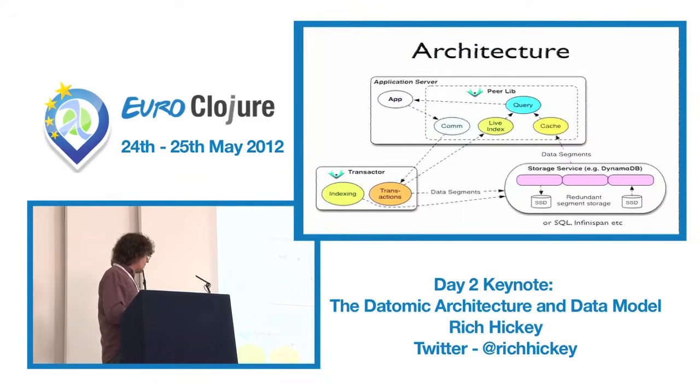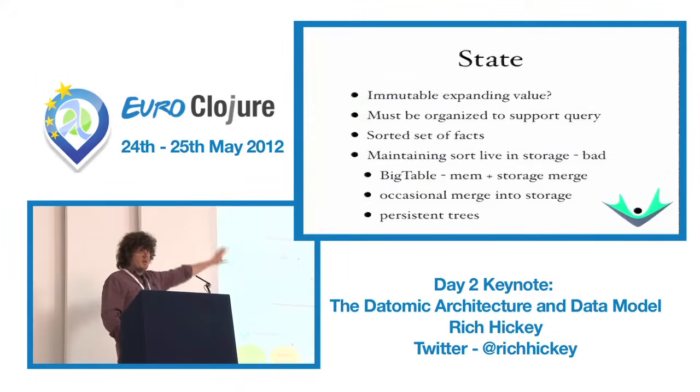And then there's a separate component called the transactor whose job is strictly to do coordination. And I think I'll explain all these things in more detail later. So roughly we divide it up into transaction processing, storage, query, and memory. So what does it mean to have a database that is an immutable expanding value? Actually, how are we going to represent that?